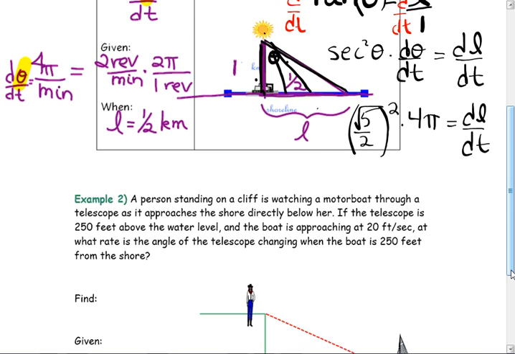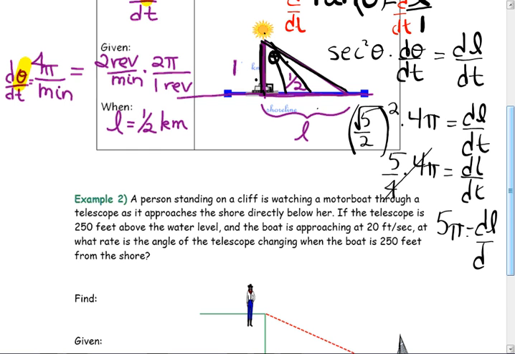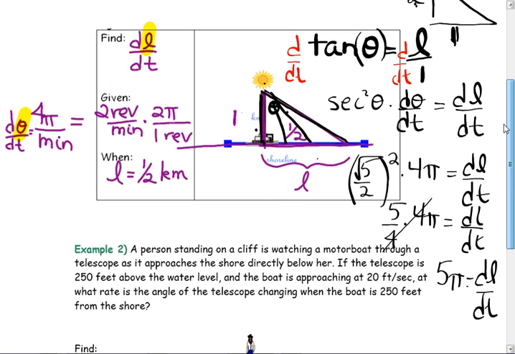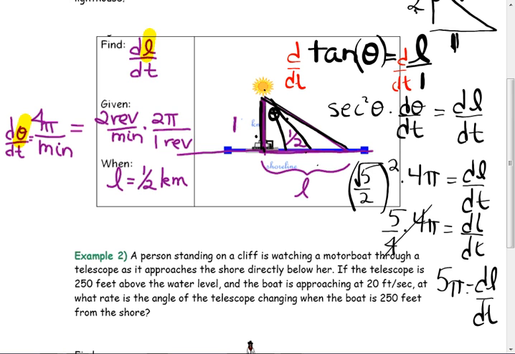So what is that? 5 fourths? Yeah. So it's 5 pi. The tangent of this angle is opposite over adjacent. So tangent of theta is equal to L. Then I took the derivative. Well, try the next one.